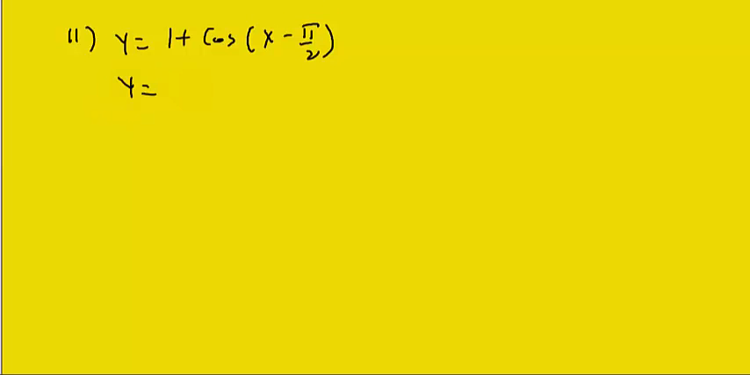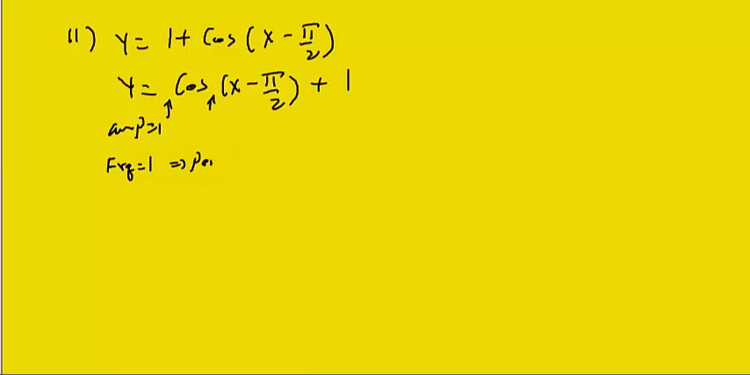Okay, let me rewrite this in a little different fashion so I can explain it to you a little bit better. Okay, amplitude is still 1 because that's the number in the front. Frequency is still 1, so that means my period is going to be 2 pi. Okay, and then this is my horizontal shift, so my horizontal shift is pi over 2 to the right. And this is my vertical shift, so vertical shift is 1 unit, 1 up.